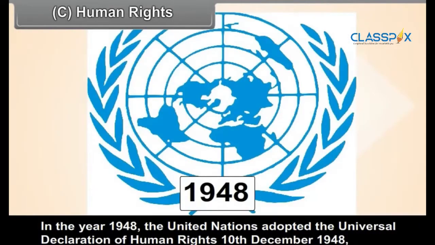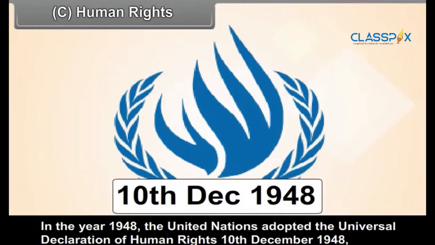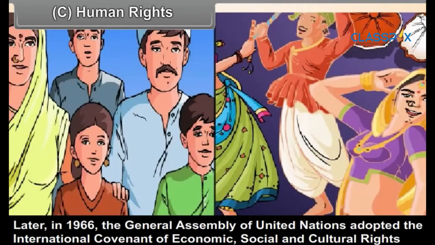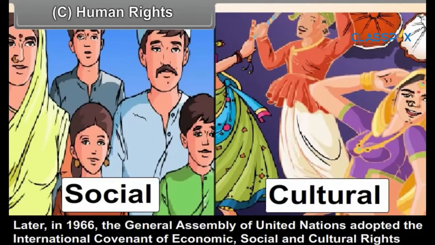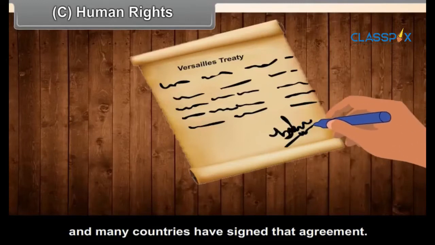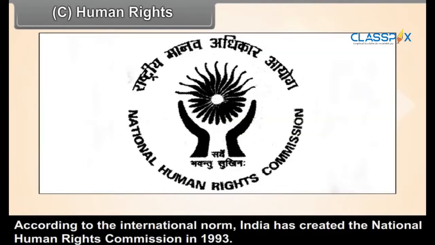In the year 1948, the United Nations adopted the Universal Declaration of Human Rights, on 10th December 1948. This day is celebrated every year as Human Rights Day. Later, in 1966, the General Assembly of the United Nations adopted the International Covenant of Economic, Social and Cultural Rights, and many countries have signed that agreement. According to the international norm, India created the National Human Rights Commission in 1993.